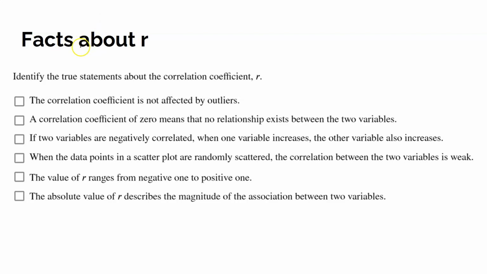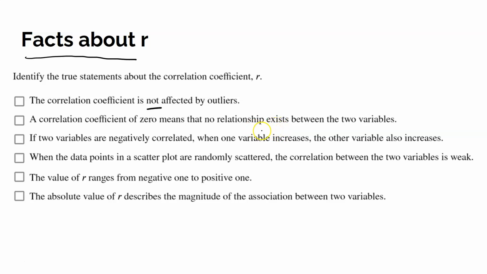So let's talk about some facts about R. We want to identify the true statements about the correlation coefficient R. So here are our options. The correlation coefficient is not affected by outliers. A correlation coefficient of 0 means that no relationship exists between the two variables.